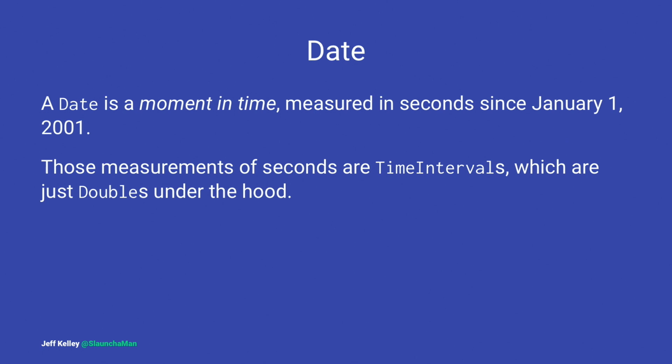When I talk about the actual struct Date, it's a moment in time measured in seconds since some arbitrary date. On Apple platforms, it's January 1st, 2001. These measurements of seconds are time intervals. A TimeInterval is just a Double, so the number of seconds that have elapsed.